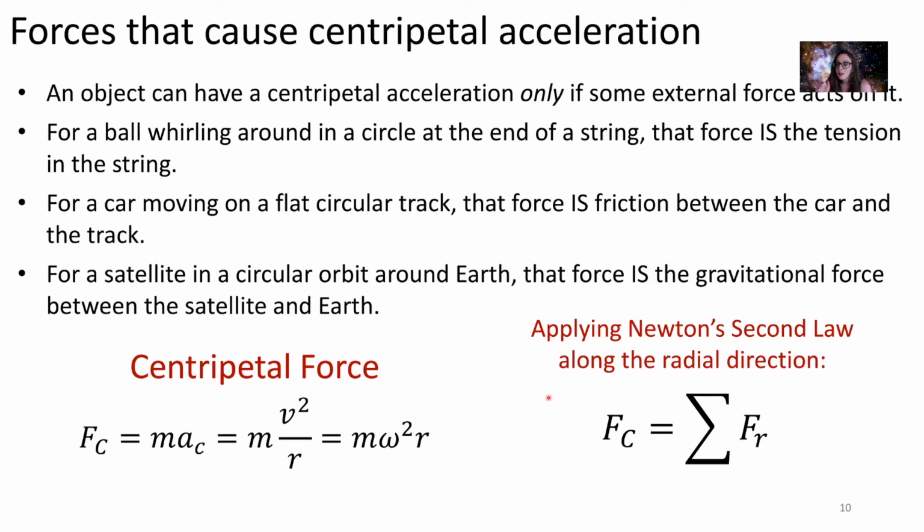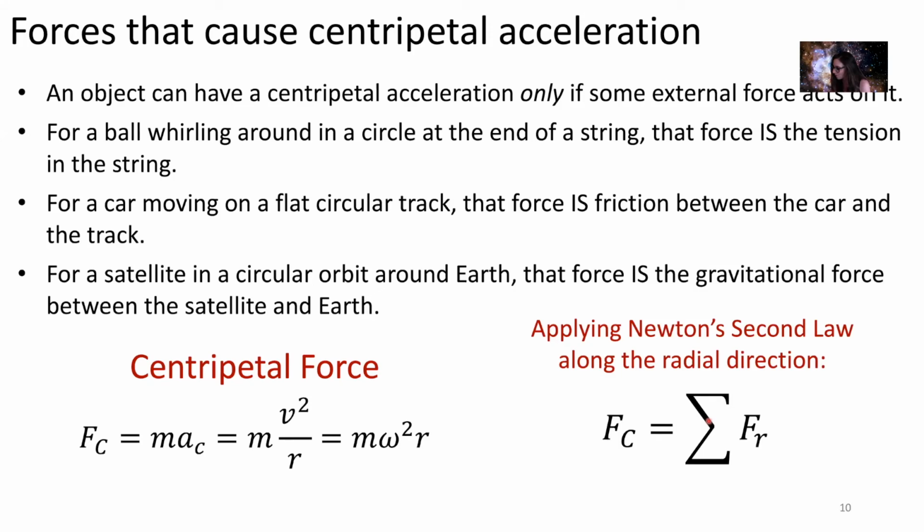When we apply Newton's second law to problems that have circular motion, then we see that it's the sum of all the forces in the radial direction. That's the sum of all the forces along the radius of that circular path. The sum of all those forces has to equal the centripetal force. That means that the sum of all those forces acting along the radius of the circular path must equal the mass times the centripetal acceleration in the problem.